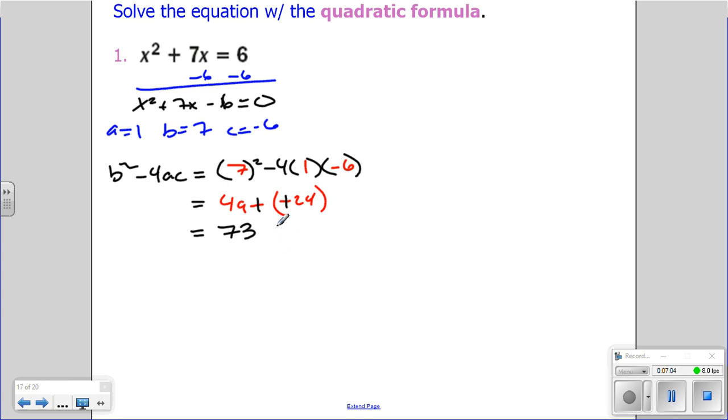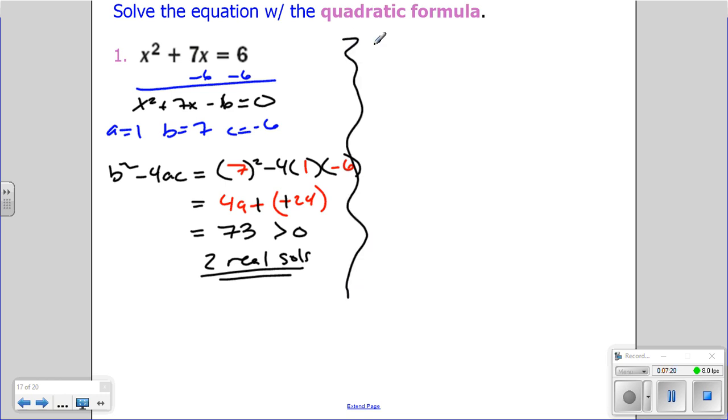So since 73 is greater than 0, we will have two real solutions. So let's find the two real solutions. Let's write the quadratic formula first. So x equals opposite b plus or minus the square root of b squared minus 4ac all over 2a.